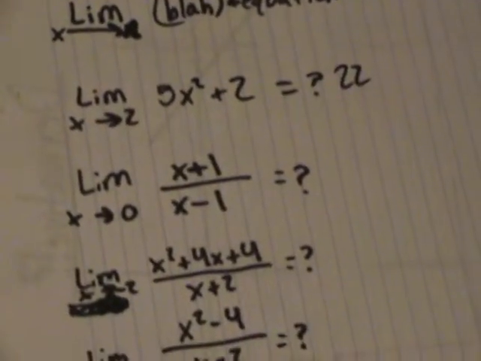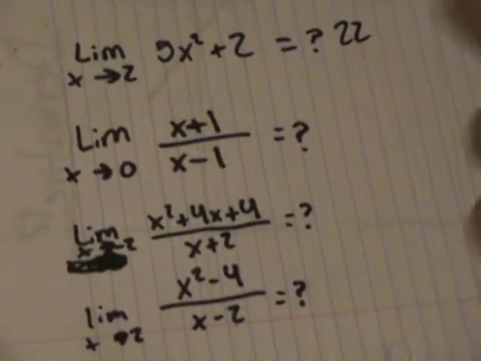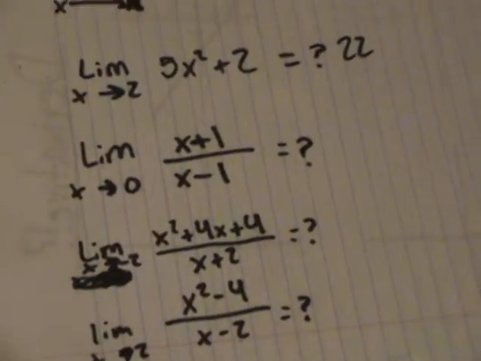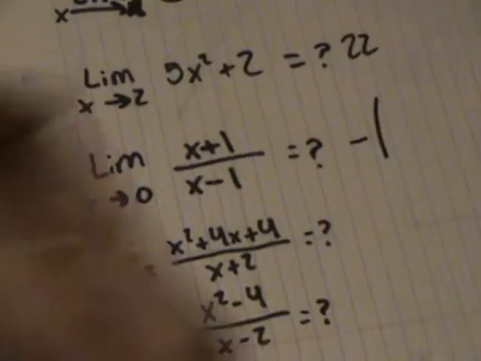It's simple, yeah. Limit as x approaches 0. Now you've got, what do you do here? You got a division, same thing. You plug it in. 0 plus 1 equals 1 over negative 1 equals negative 1. Pretty simple, right guys?